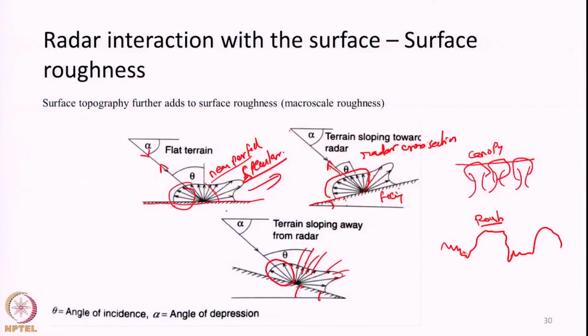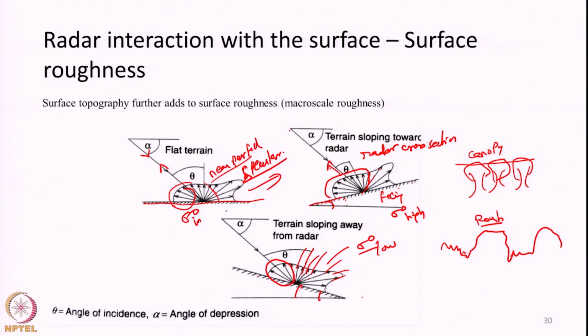In the example that we have just seen, this one will have the lowest sigma naught because a large chunk of energy is transmitted away from the radar antenna. This will have an intermediate sigma naught, and this will have a relatively high sigma naught. So everything is in a relative sense with respect to each one of these three.